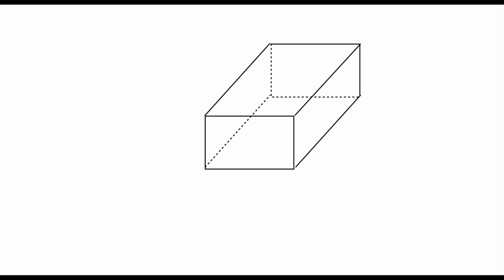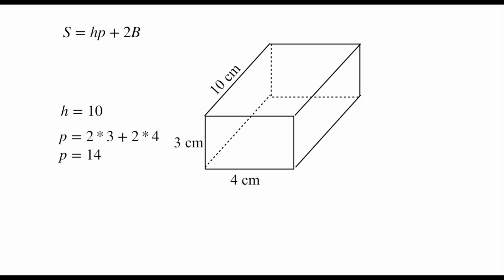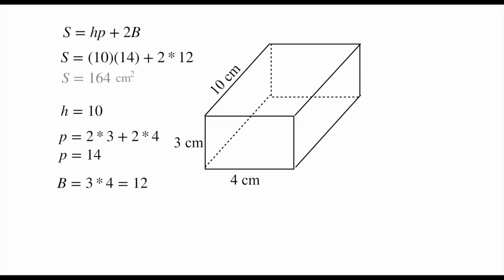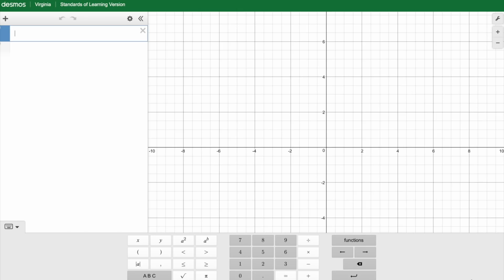I'm going to use the Desmos calculator to help me with problems that require formulas, such as this one. I've got a rectangular prism and I want to find its surface area using these dimensions. Surface area is S = hP + 2B. The height of this prism is 10, that's the distance between the bases. The perimeter, P, is the perimeter of the base, so 2 times 3 plus 2 times 4, which is 14. And uppercase B is the area of the base, so 3 times 4 is 12. I'm going to take these values, plug them into the surface area equation, and it comes out to 164 square centimeters. Let's look at our Desmos calculator to see how we could use that to help us.